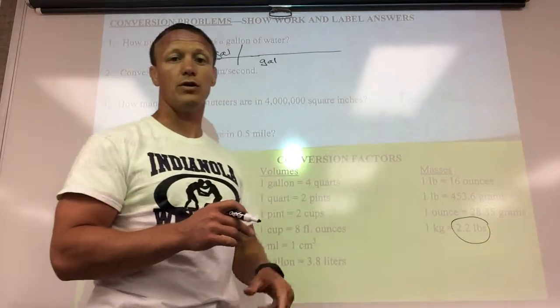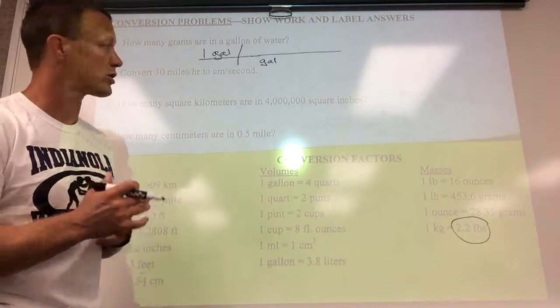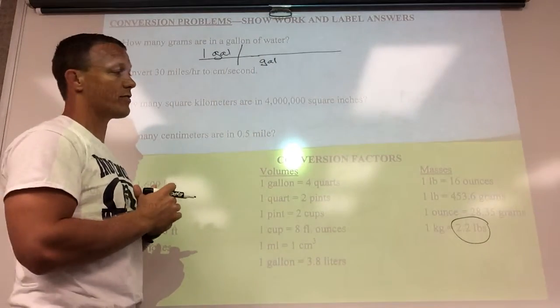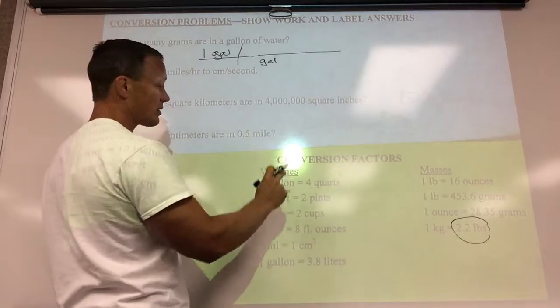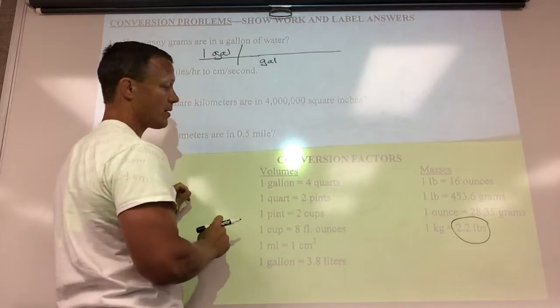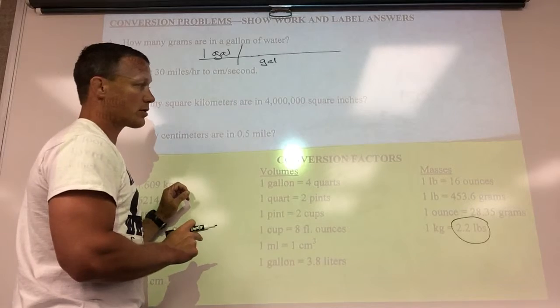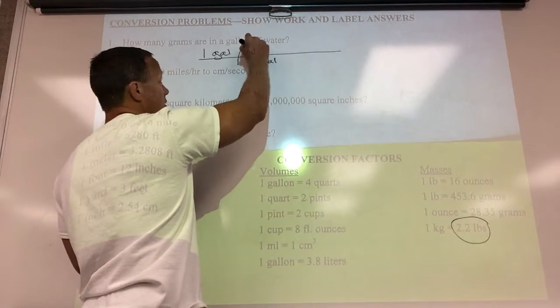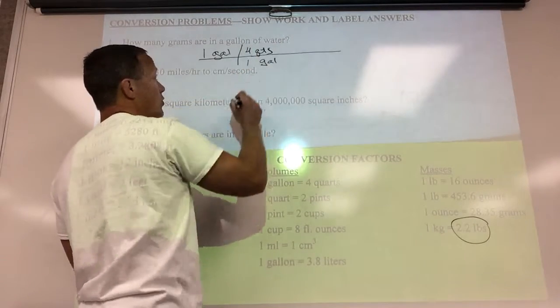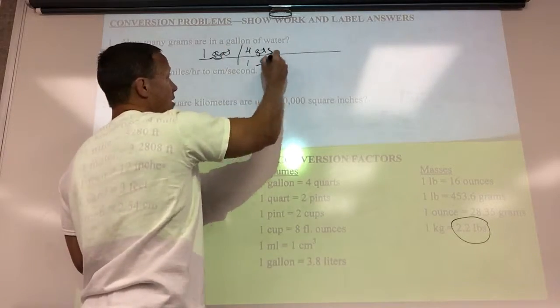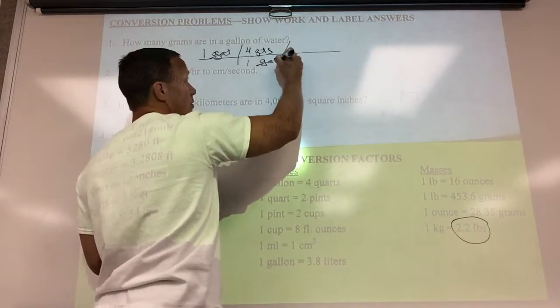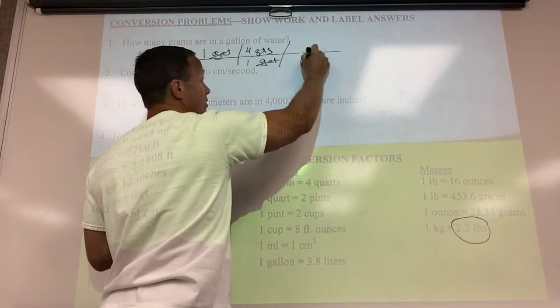Ounces to grams over here would be a conversion also. So this only works for water, by the way, because we know how much the mass of an ounce of water is. So I'm going to say here a gallon is 4 quarts. Okay, so 1 gallon is equal to 4 quarts. That label cancels. We're at 4 quarts right now. Again, this label comes down here.